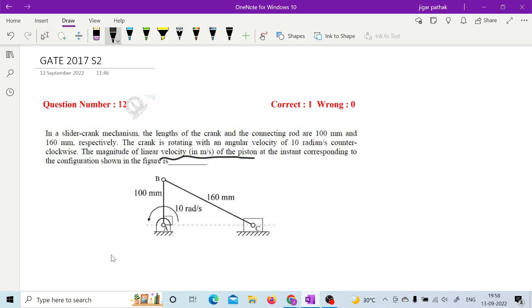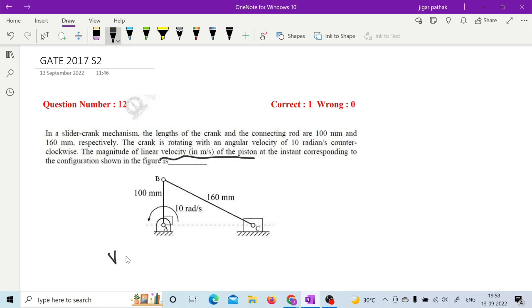Sir, could we apply this by using I-center or vector analysis? That can also be doable, I guess. If you try, then you can go that way. Sir, also, is the answer 1 meter per second? Yes. Yeah, 1 meter per second.